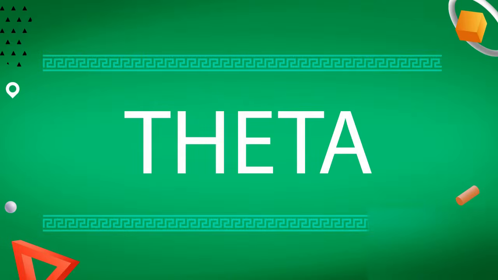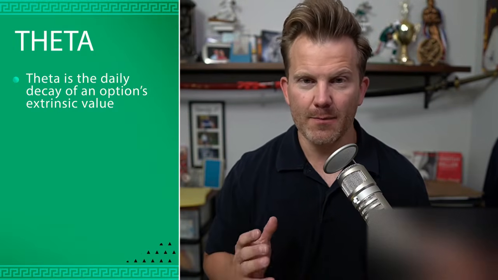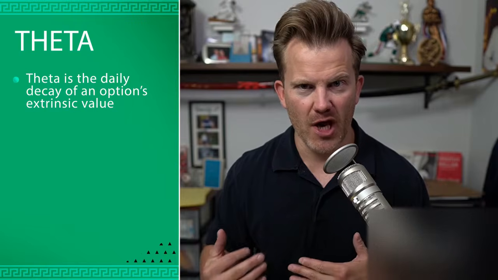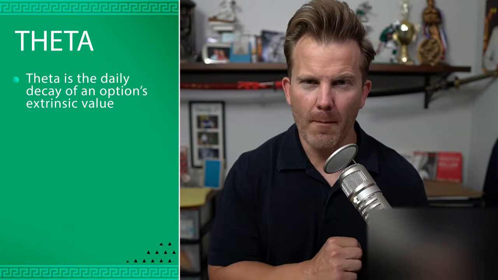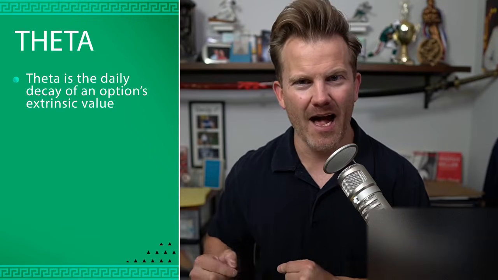Okay, so what is theta? Well, let's break this thing down in the same way that we did in episode number 1 with delta. Let's talk about the mathematical side of things, and then let's talk about the intuitive side of things. Mathematically, theta is actually pretty simple. It simply measures how an option price will change with each passing day. So what you're effectively doing is you are putting a value on the calendar.